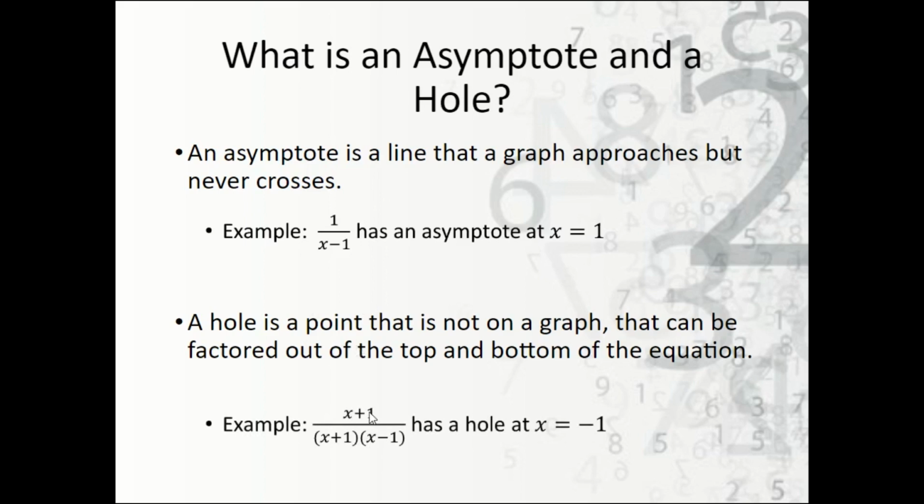So an example of this would be x plus 1 over (x plus 1) times (x minus 1). And we'd say it has a hole at x equals negative 1 because this can be factored out of both the top and bottom. And then we would solve that for x and we get x equals negative 1.